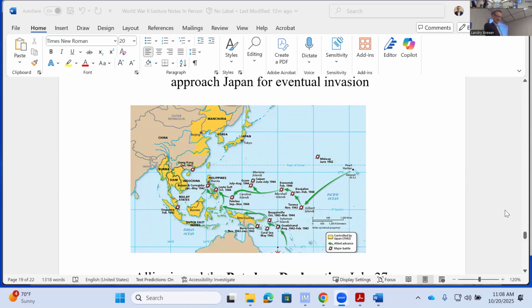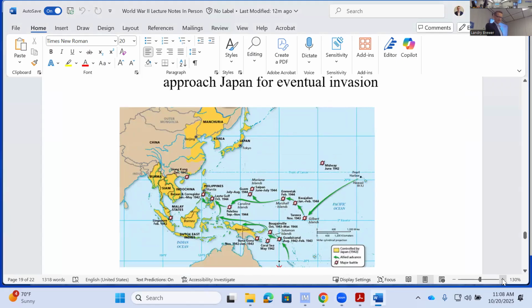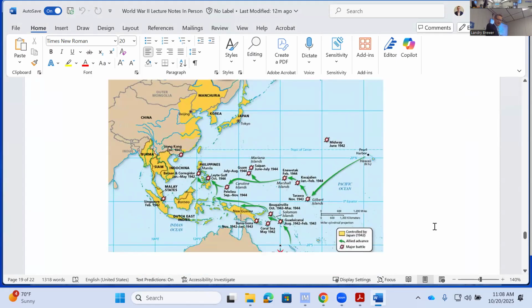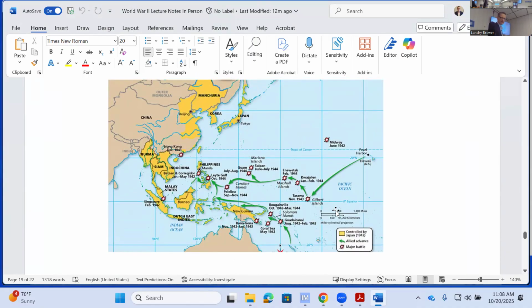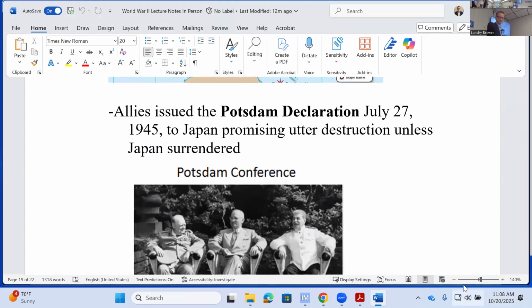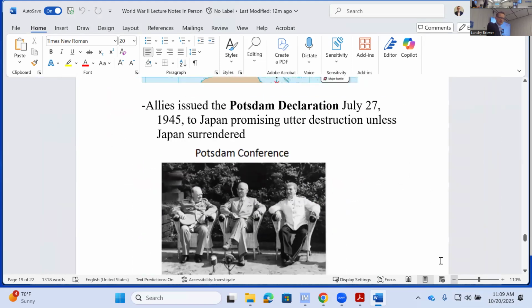So there you see the island hopping campaign. Beginning here at Pearl Harbor, we fought a ship-to-ship battle at Midway, but then we began the island hopping campaign. We're in the Gilbert Islands and Guadalcanal down here, as we advance slowly toward Japan.